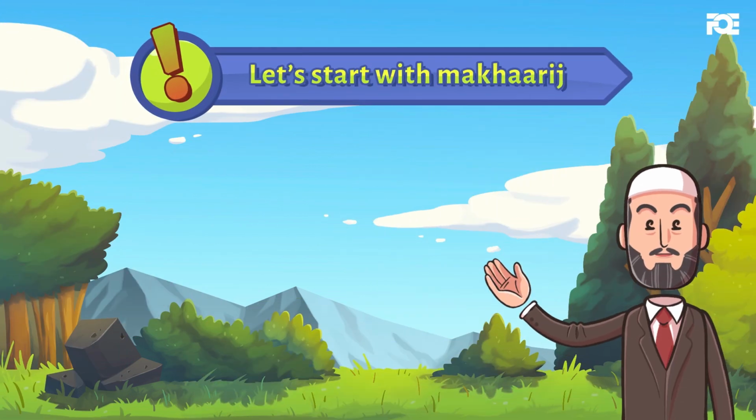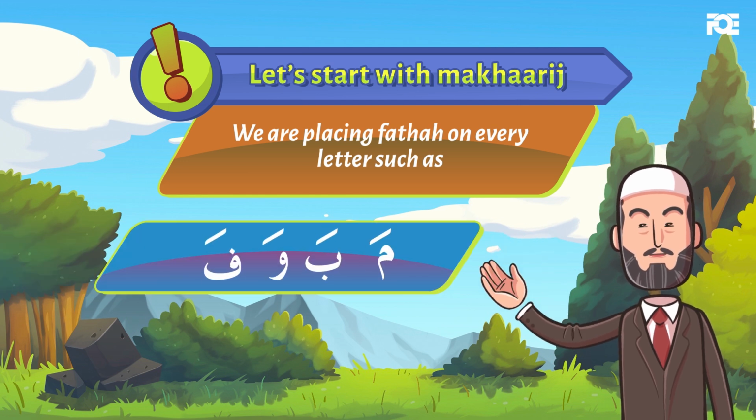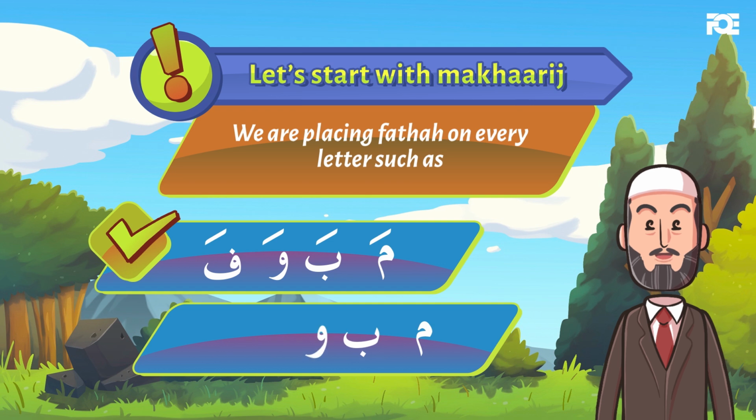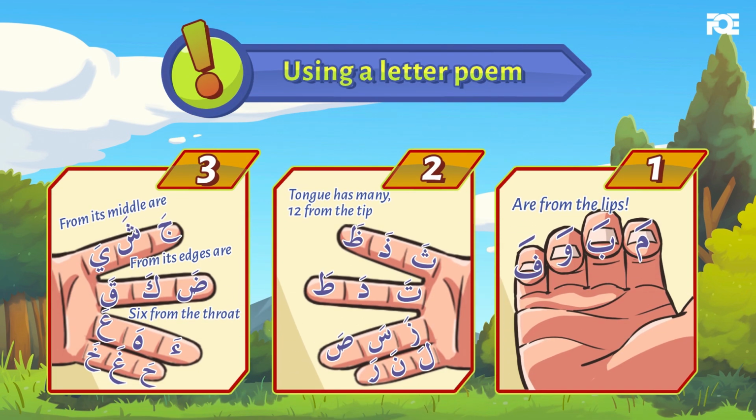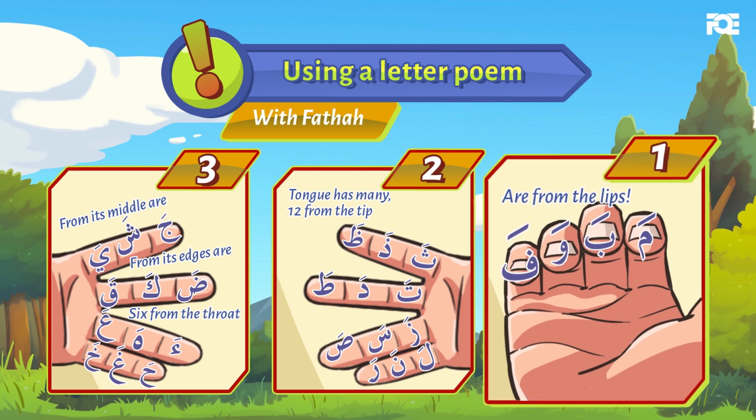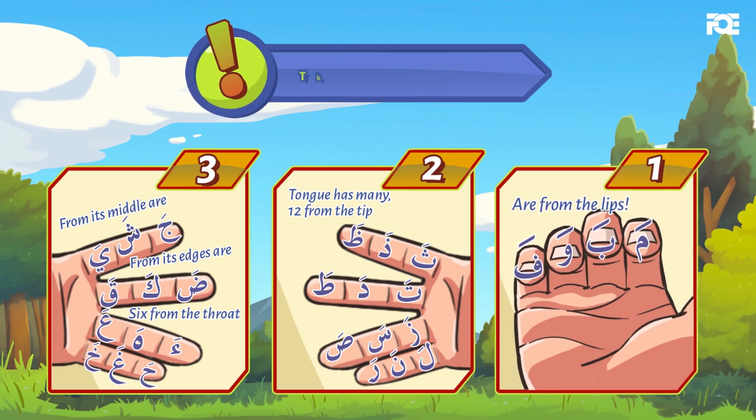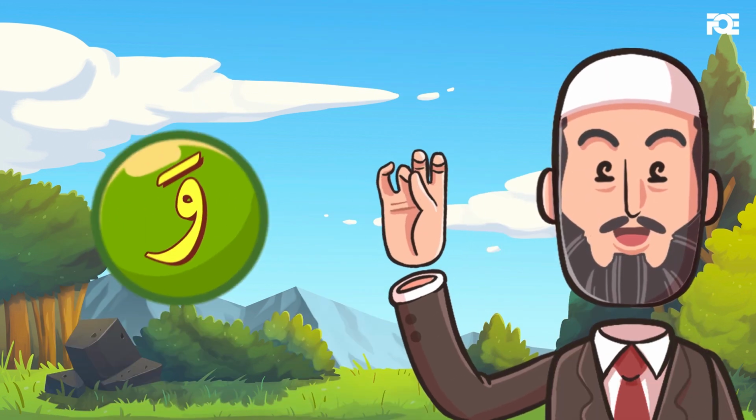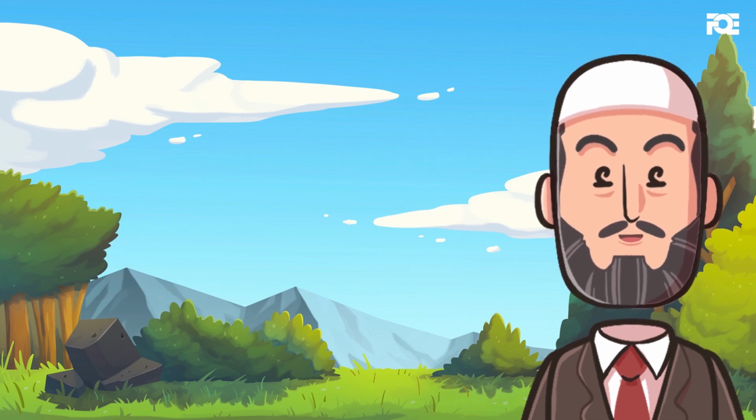Let us start with makharij now. We are placing fatha on every letter, such as ma, ba, wa, fa. And we are not saying mim, ba, waw, fa. Why? To practice the makharij directly as we say these letters. And also we want to use a letter poem with fatha sounds to start with. Ma, ba, wa, fa are from the lips. We'll take the remaining poem later on, but now we will focus on these 4. By the way, this poem is extremely helpful in learning the makharij and sifat and also other rules.